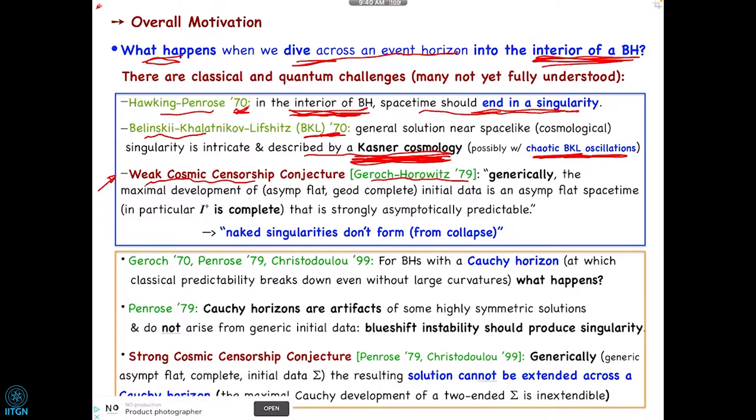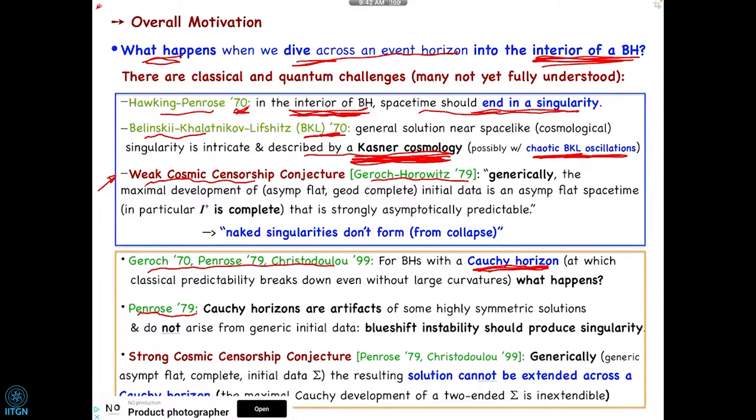Related also to this question, Geroch, Penrose, and Christodoulou have also been worrying about what happens when our black hole, besides having an event horizon, also has a Cauchy horizon. The existence of this Cauchy horizon, for example in the Reissner-Nordström or in the Kerr black hole, is, if we think a little about it, a little bit worrying. Because it means that when we cross this Cauchy horizon, we enter a region where we lose classical predictability of the Einstein equations, because given initial data, it will not be enough to predict what happens in the interior of a Cauchy horizon.